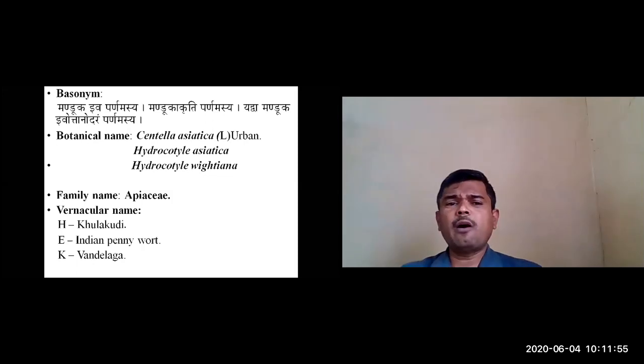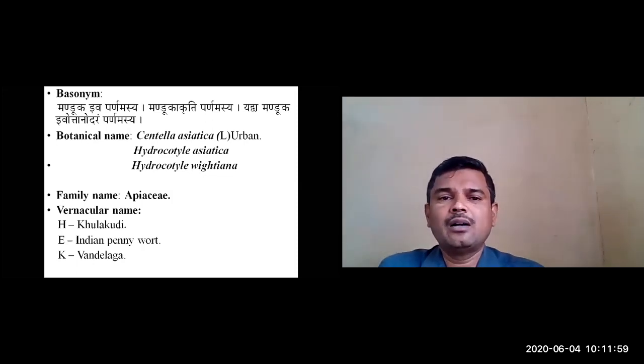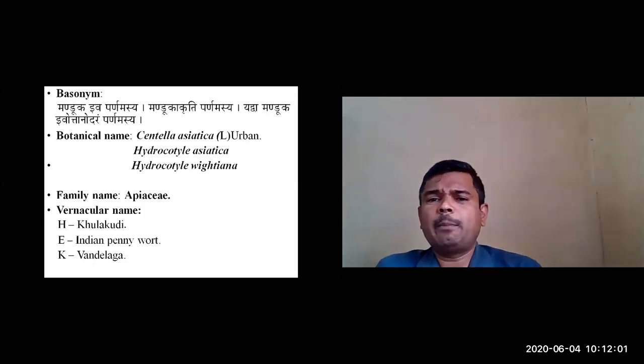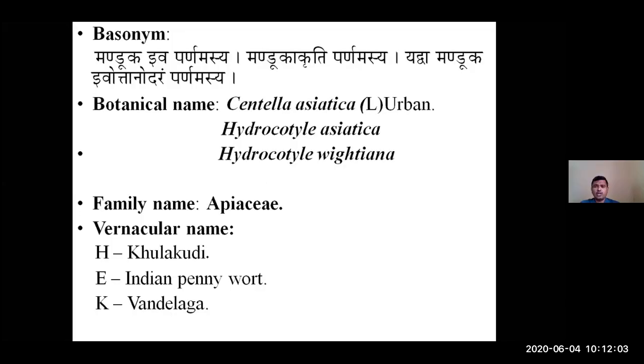What is the basic meaning of the name Manduka Parni? Mandukaiva Parnam asyaha, Manduka Akruti Parnam asyaha. Parna means leaf, and Manduka is what we call a frog. Yadva Manduka ivattanodharam parnam asyaha. You can observe that Manduka, the frog, also prefers marshy areas.